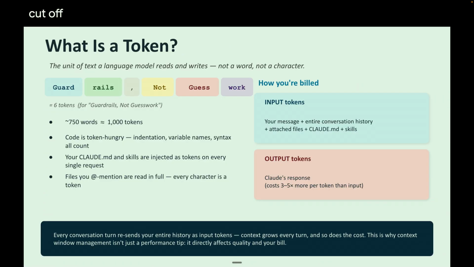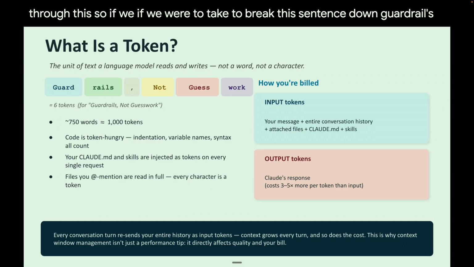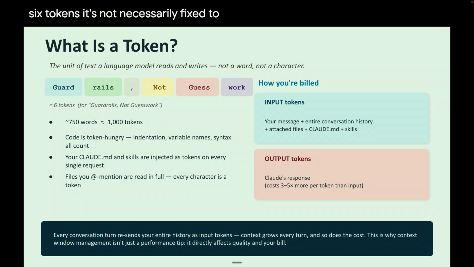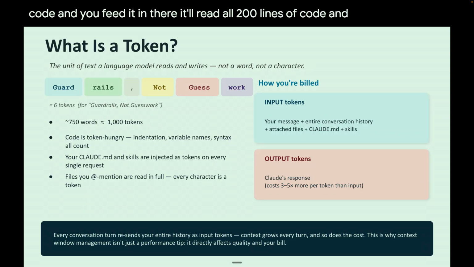I want to go over what a token is. So the way AI works, does anybody understand tokens? Is anybody a little confused? All right, I'm going to burn through this. If we were to break this sentence down, "guardrails, not guesswork," this says that it's 6 tokens. It's not necessarily 6 tokens. The AI hashes it and breaks it up kind of weird. But let's just assume that 750 words is around 1,000 tokens. And note that your code uses a lot of tokens. If you have 200 lines of code and you feed it in there, it'll read all 200 lines of code and your indents and everything else.